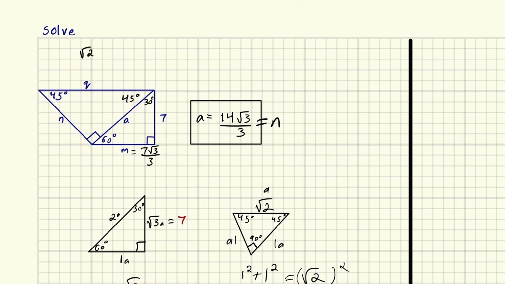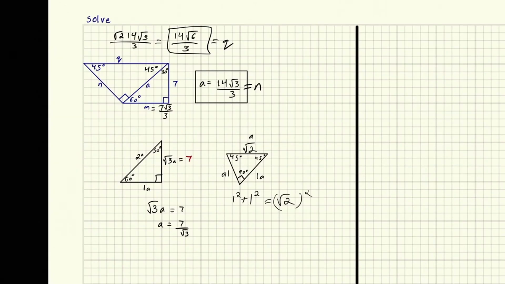So a is this mess over here, so we're just going to multiply that by rad 2. So it's going to be rad 2 times 14 rad 3 over 3. We can multiply and we get 14 rad 6 over 3, and this is going to equal q. So we have a, we have n, we have q, and we have m, which I put down here. And that is all you got to do to solve this triangle.